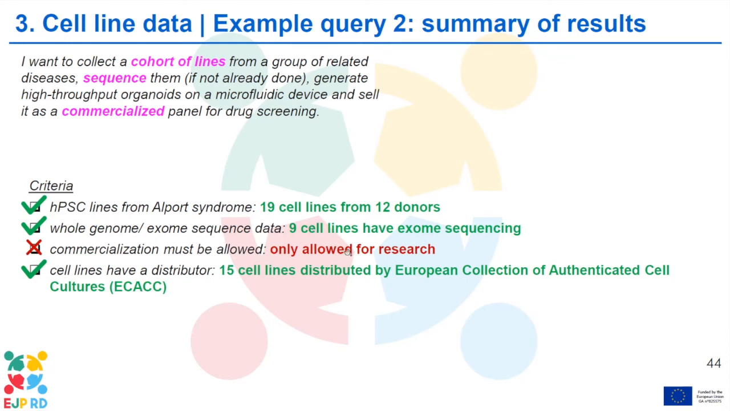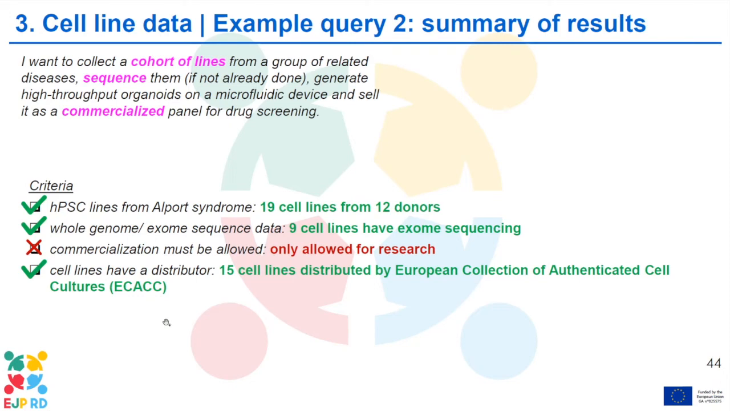Unfortunately, commercialization is not allowed. It's only allowed for research. And at least 15 of these lines are distributed by ECAC, so they are readily available for purchase. Okay, so although we were not successful in our search to find lines for commercial application, I hope this demonstrates to you how you can find different kinds of information using the hPSCreg website.